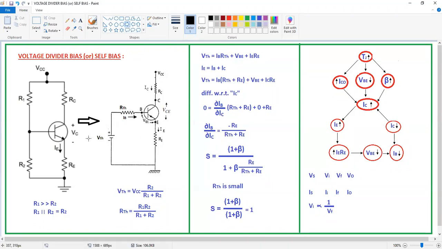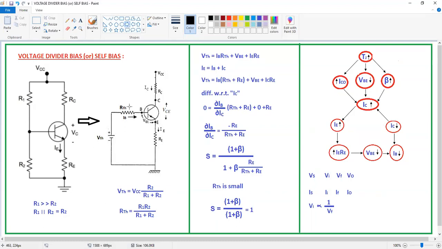Now what is this Thevenin's voltage? Thevenin's voltage is given by the total voltage VCC into the same resistance by the total resistance. That means VCC into R2 by the total resistance R1 plus R2, by using the voltage division rule. When determining RTH, R1 and R2 are both connected in parallel, so it is R1 R2 by R1 plus R2. Now these are your values of VTH and RTH.